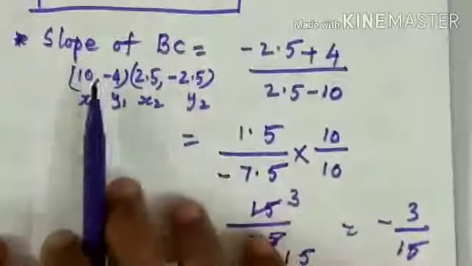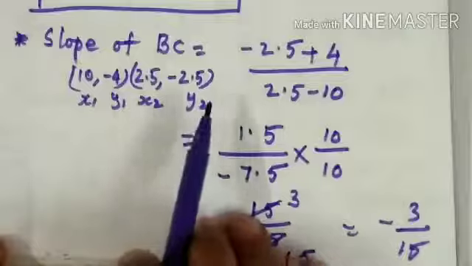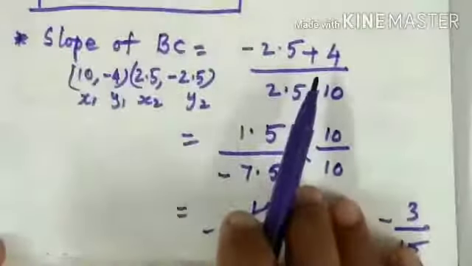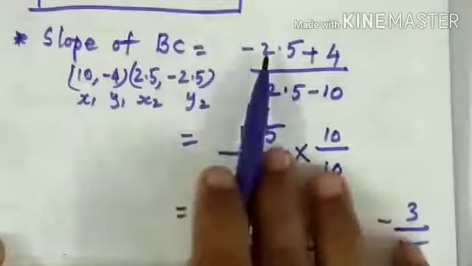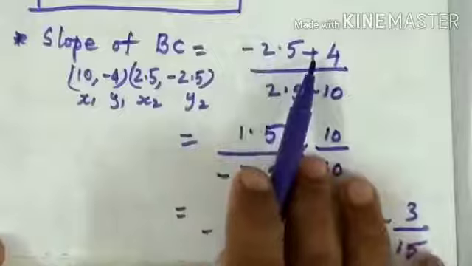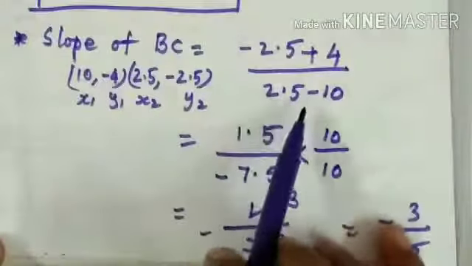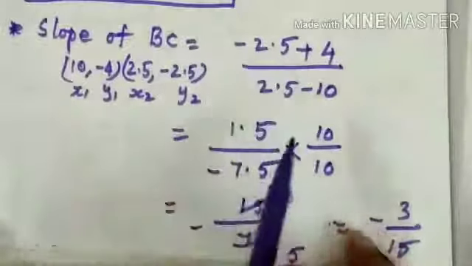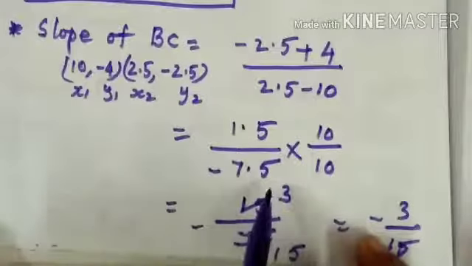Take down and write B point and C point. Let us assume x1, y1, x2, y2. Now you have to apply these points in the formula, means we get (y2 minus y1) by (x2 minus x1), that is (2.5 minus (minus 4)) by (2.5 minus 10). Now you have to simplify, this means we get 1.5 by minus 7.5.